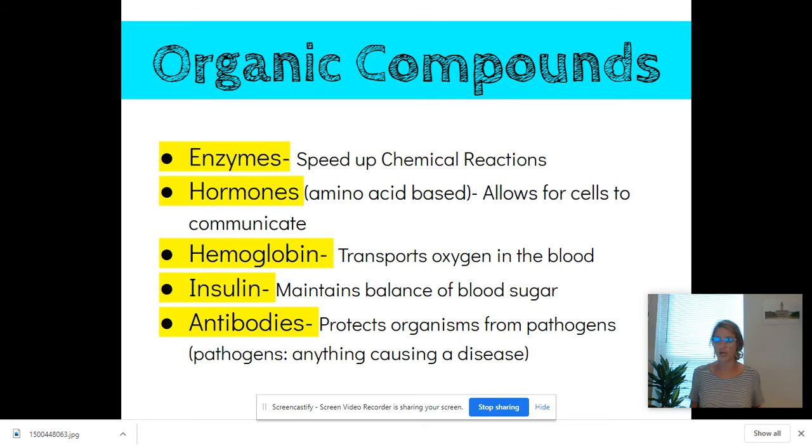And lastly, we have antibodies. It kind of sounds like antibiotics. You take antibiotics when you are sick. Antibodies, on the other hand, are naturally produced proteins in your body that help to protect from pathogens. Pathogens are anything that causes a disease, so bacteria, viruses, COVID-19. If you haven't gotten COVID-19, it means your antibodies are working and protecting you.